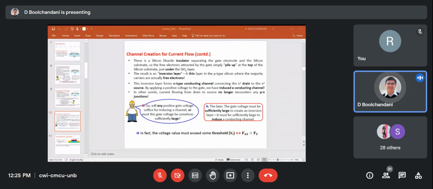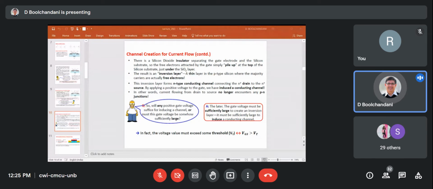So how is a channel created for the current flow? There is a silicon dioxide insulator separating the gate electrode and the silicon substrate. So the free electrons attracted by the gate simply pile up at the top of the silicon substrate just under the SiO2 layer.